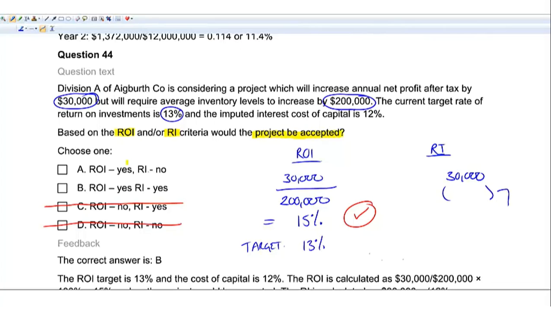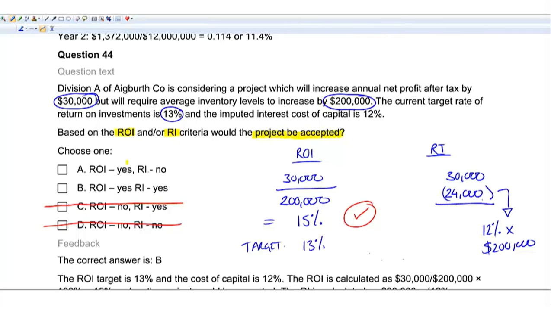Now, it tells us how to calculate the imputed interest. The imputed interest is to be calculated at a cost of capital of 12%, and that 12% is applied to the capital employed in the project, or the additional investment required for the project. Now, the additional investment required for the project is the 200,000 inventory. So if we take 12% of the 200,000, it gives us an imputed interest of 24.